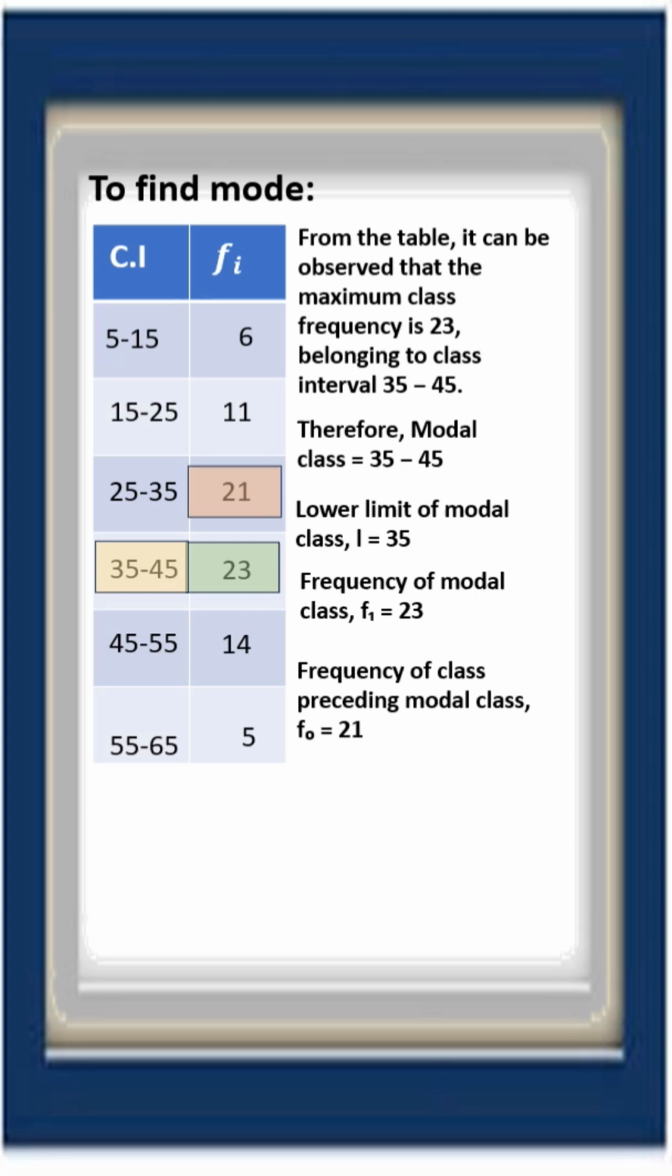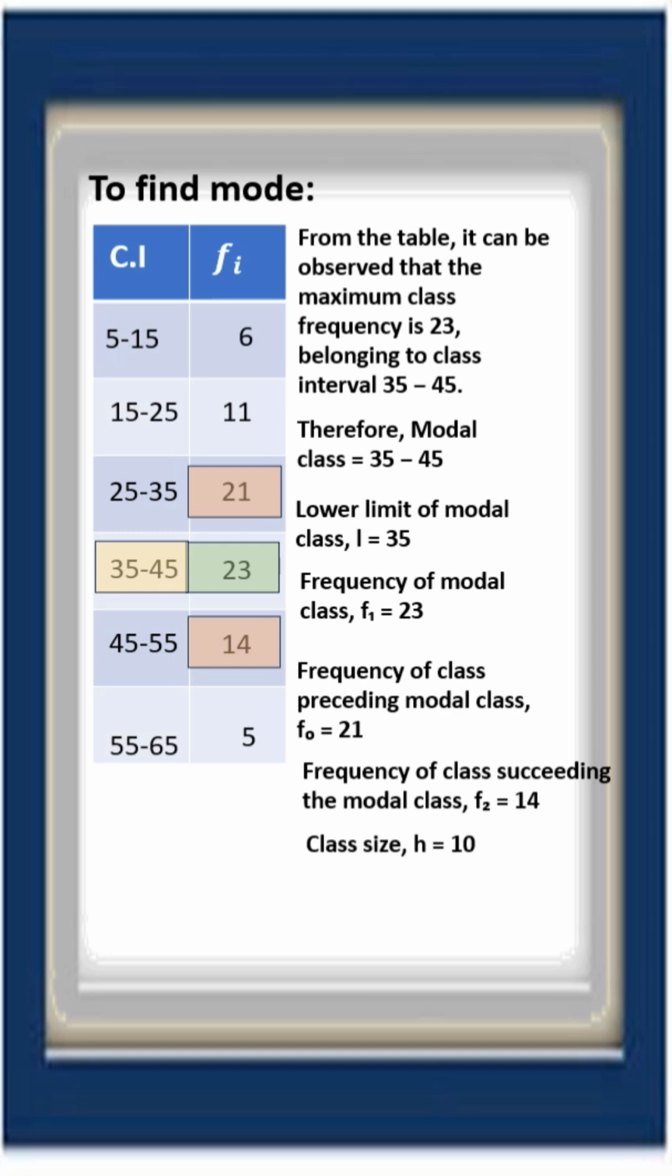Frequency of the class preceding the modal class F0 is 21. Frequency of class succeeding the modal class F2 is 14. Class size H is 10. How will you calculate class size? Take any class interval and subtract lower class limit from the upper class limit. For example, 15 minus 5 is 10, 25 minus 15 is 10, 35 minus 25 is also 10. So class size is 10.